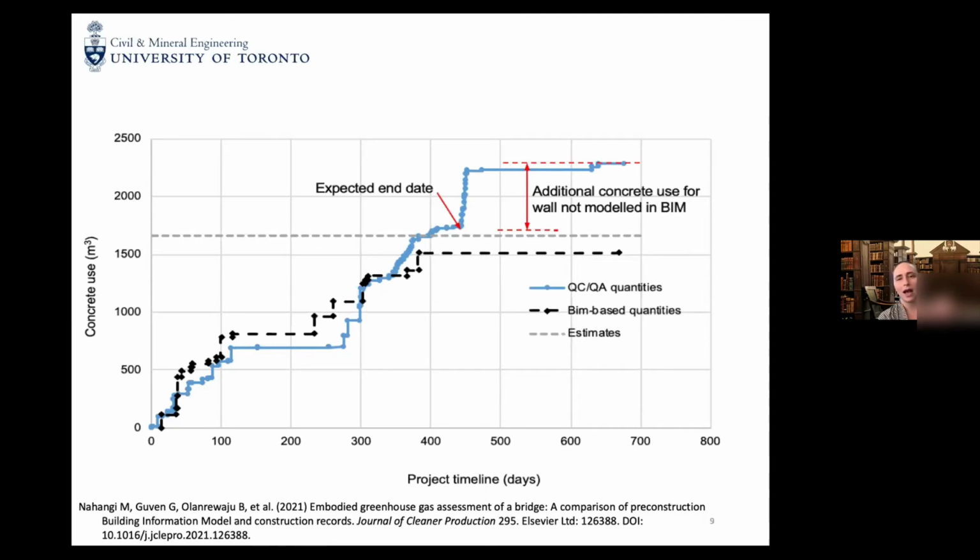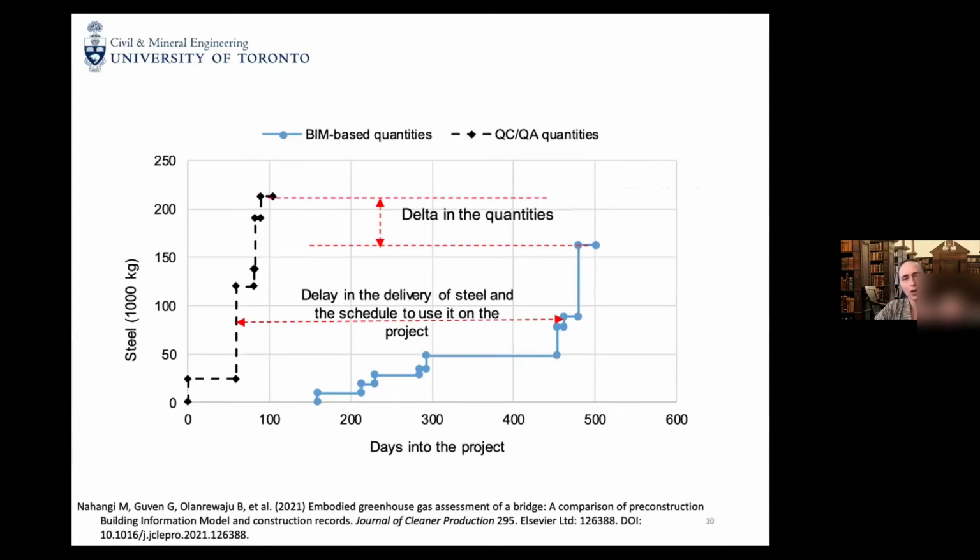And why did that happen? Well, it was because they built a wall on site that they had not drawn in the BIM, in part because they hadn't expected it. And this change led to really big increases in concrete. But even without that, there was already more concrete used on site than in the BIM and more concrete used than the original assessment. We see similar impacts in the steel.